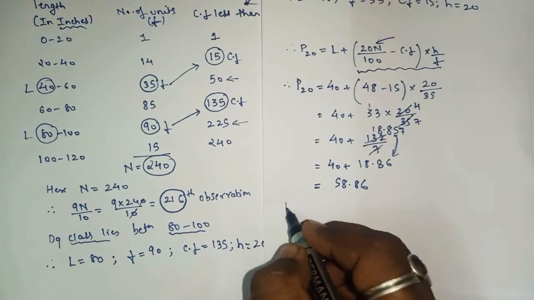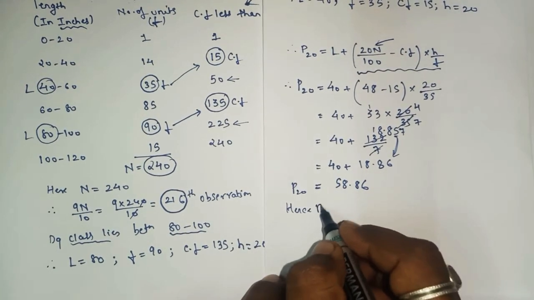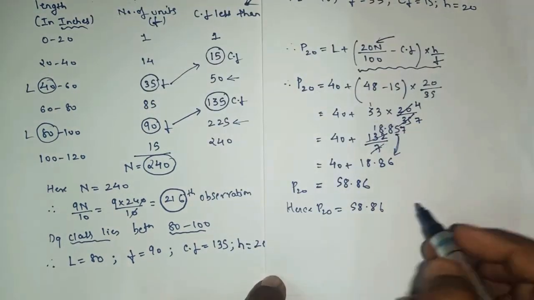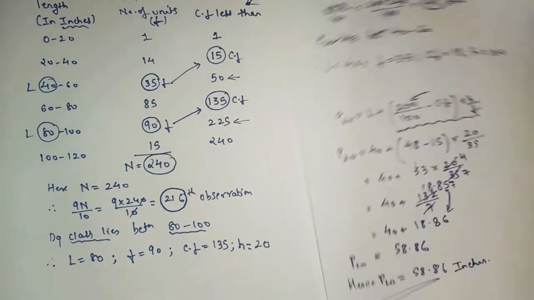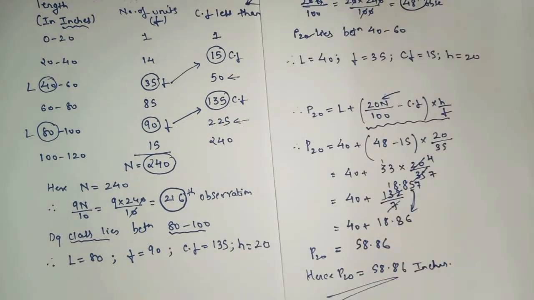So here we can write, hence, P20 is 58.86. Your unit is what? Inches. So here we'll write inches. In this way you have to frame your sum. You have to frame your formula for percentiles and deciles.